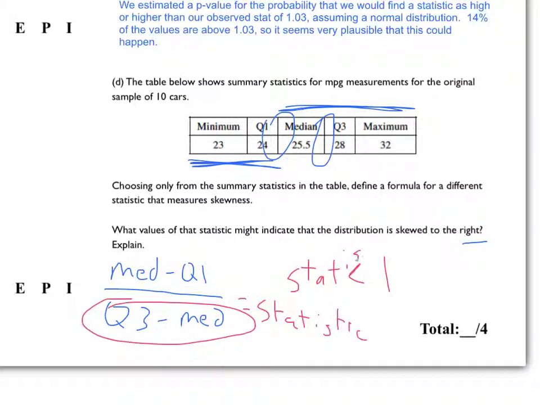And AP always likes it when you write things out. So the more you clarify exactly what you're talking about is probably a better idea. So avoid the shortcuts.